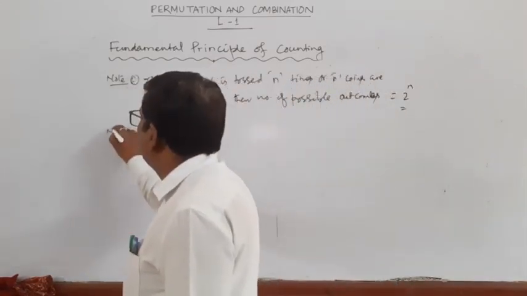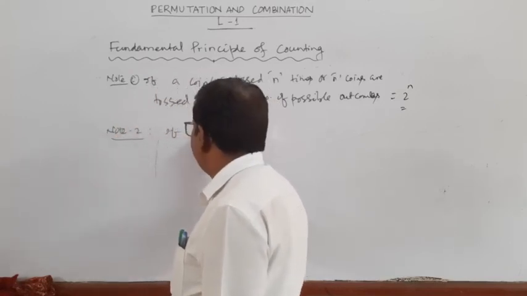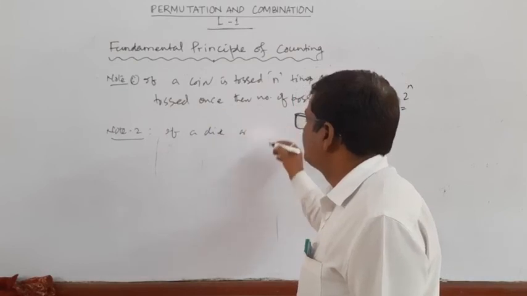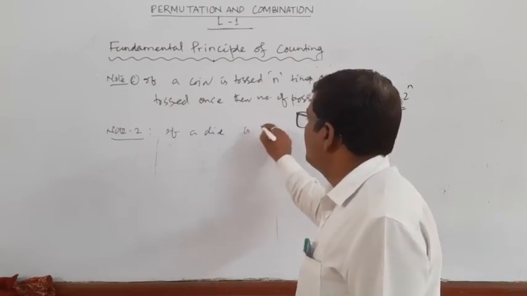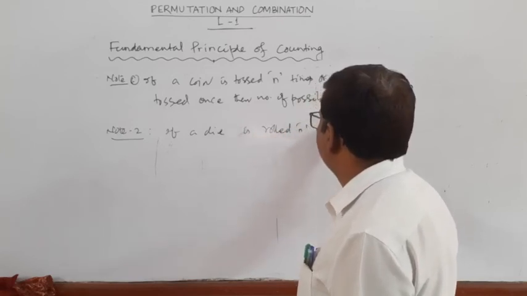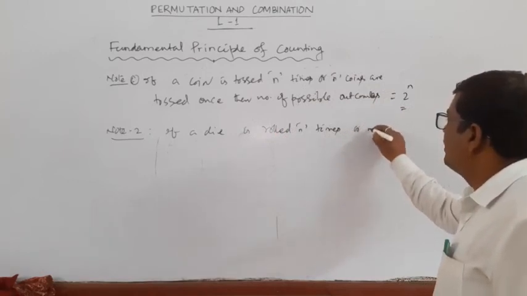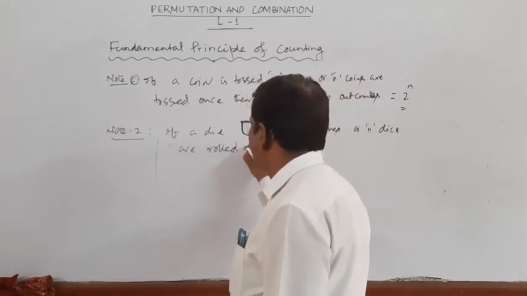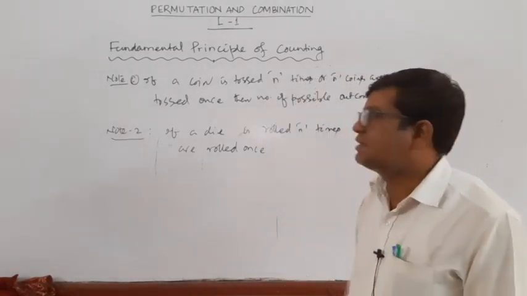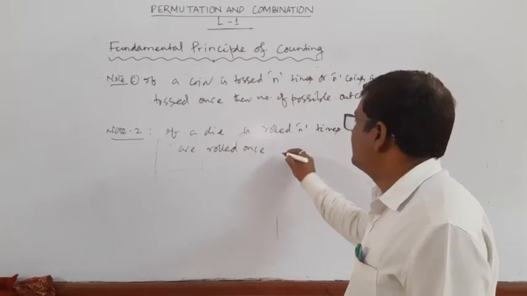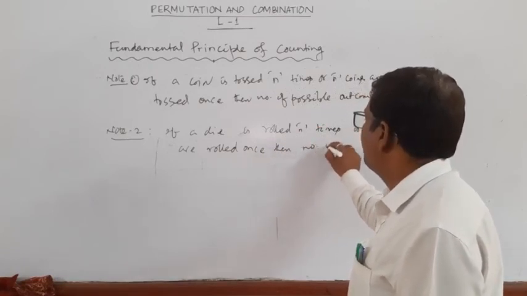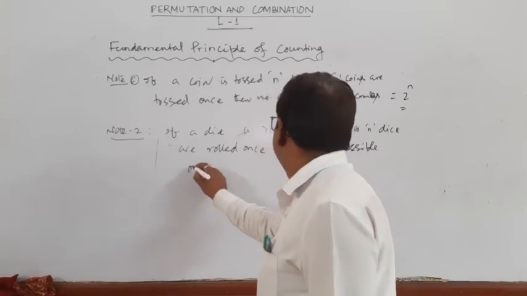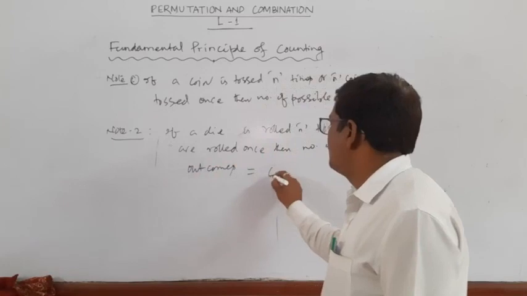Note 2: if a die, this is the singular of dice, is rolled n times, or n dice are rolled once, a die having 6 faces, then the total number of possible outcomes is equal to 6 to the power n.